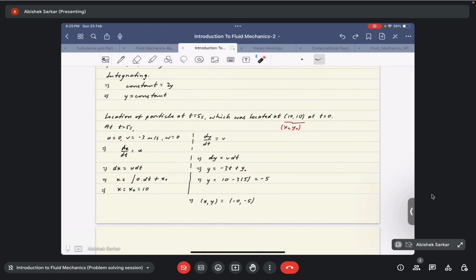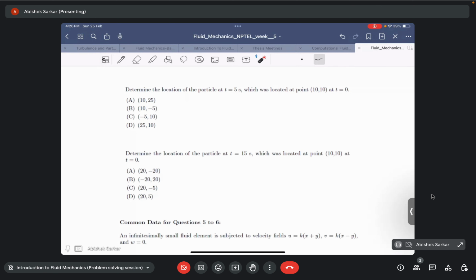So x and y after t is equal to 5 seconds for this particular velocity field would be 10 and -5. Okay, so our answer would be B, 10 and -5.